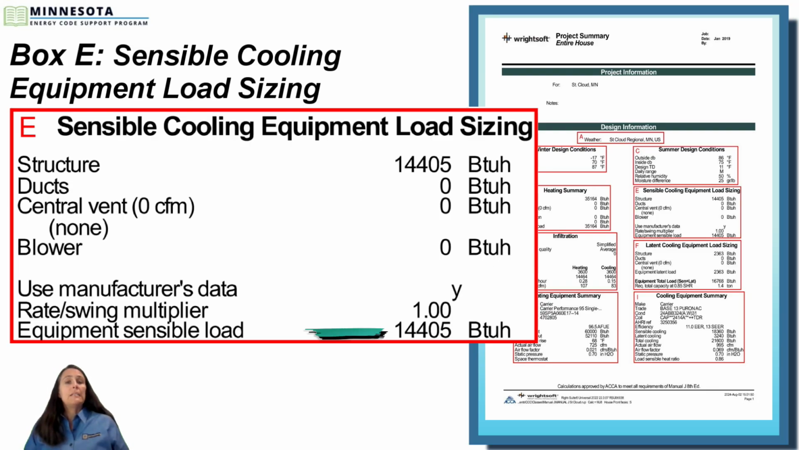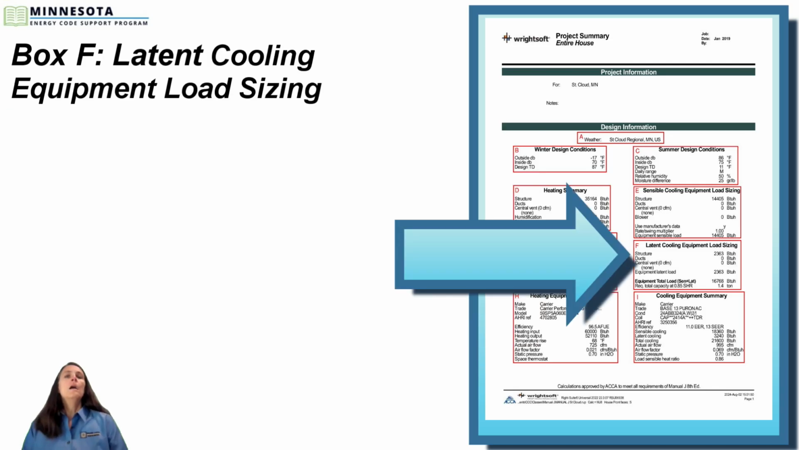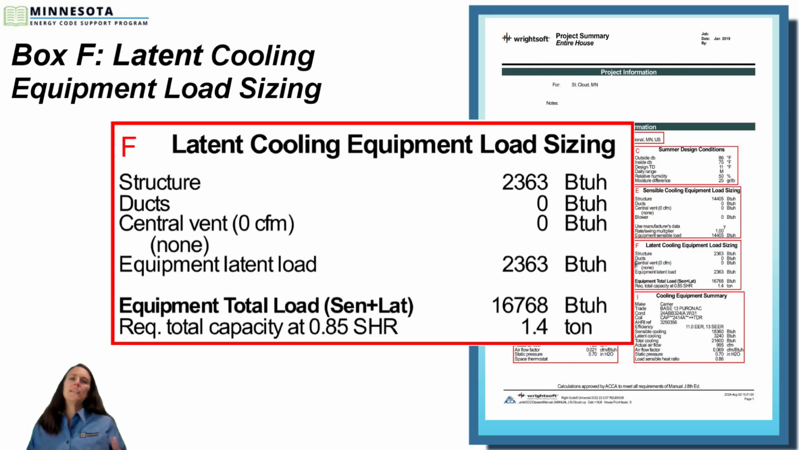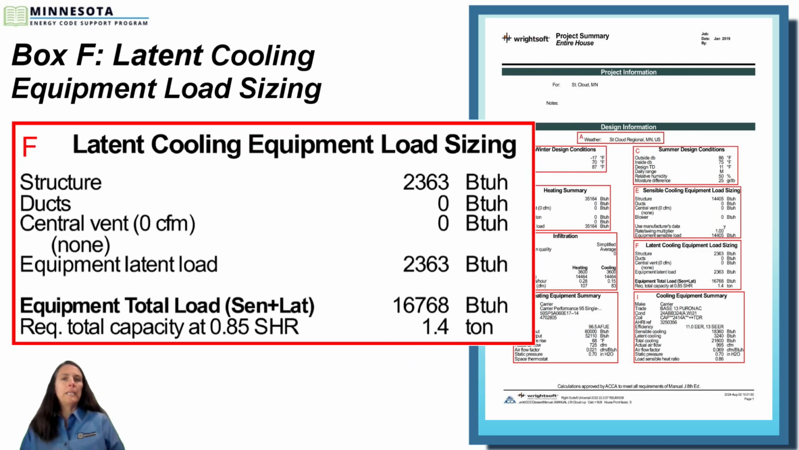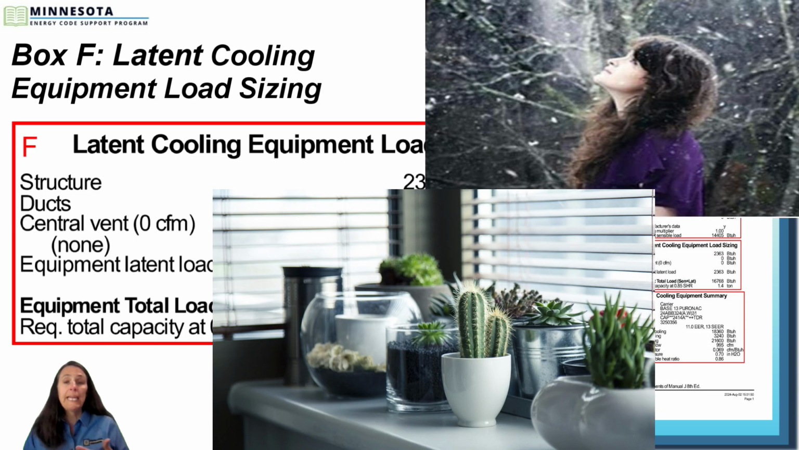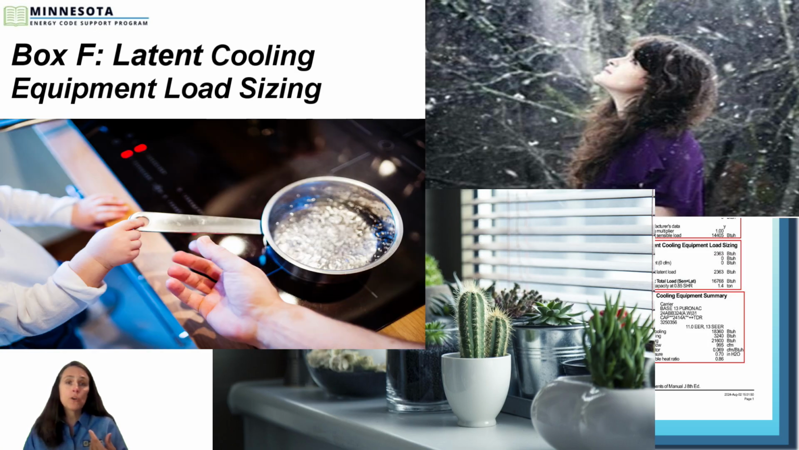This is the number that is added to the latent load to determine the total cooling load. Box F. Now, box F is the latent cooling load. Now, latent load is the net amount of moisture added to the inside air by people, plants, cooking, infiltration, ventilation, and any other moisture source.